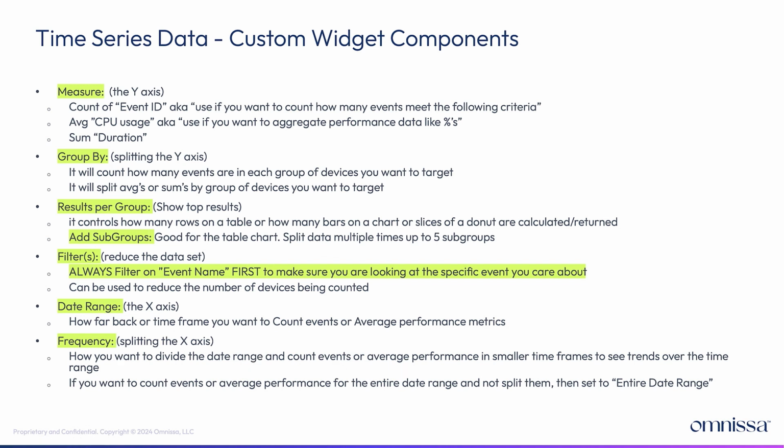So if I want to know how many app crashes per day over the last 28 days, the date range is 28, the frequency is per day. But if I want to know how many app crashes in the last 28 days over the entire date range, I would just make the frequency equal the date range. So I'd set the frequency to the entire date range, and then I don't care about per day, I just care about the total crashes over that date range. I'll show you that as well.